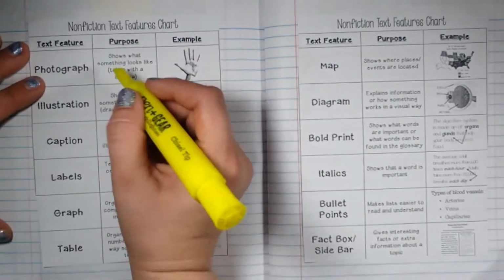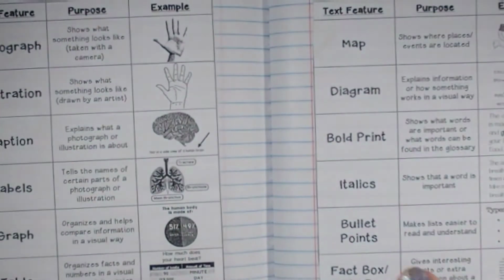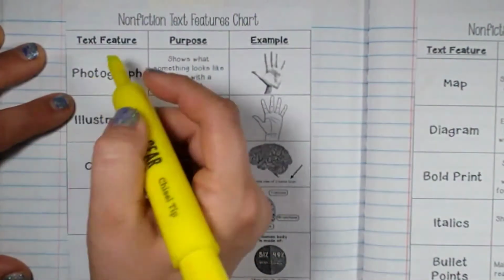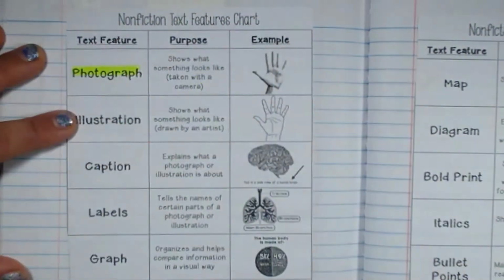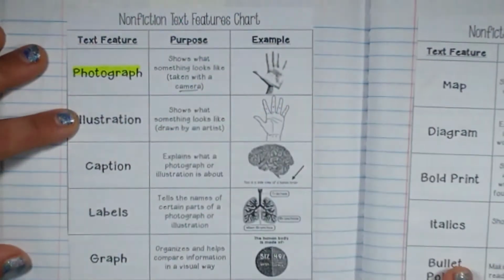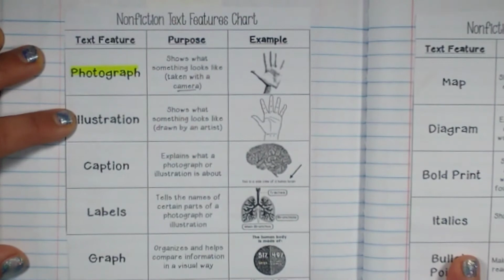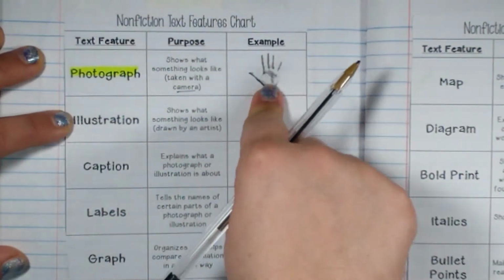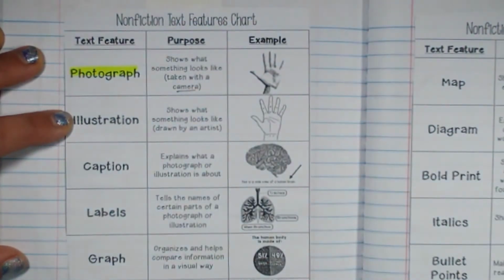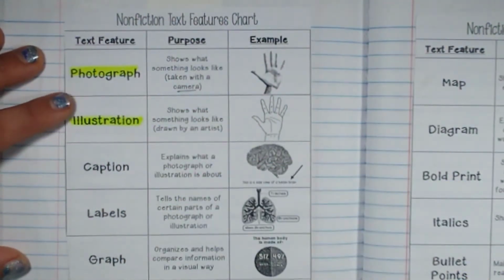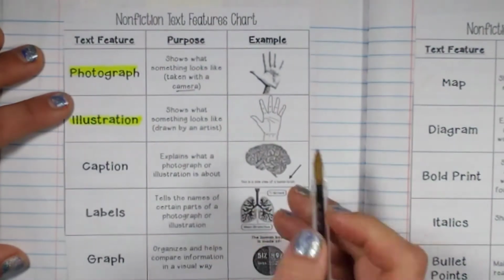So the first thing is, and I'm going to zoom in just a tad, the nonfiction text feature, the photograph. A photograph is a picture taken with a camera. That's the difference. It is a picture taken with a camera. Now you can see the difference between an illustration, which is a drawing, and a picture from a camera. A sketch could be an illustration, something that's done by a person.